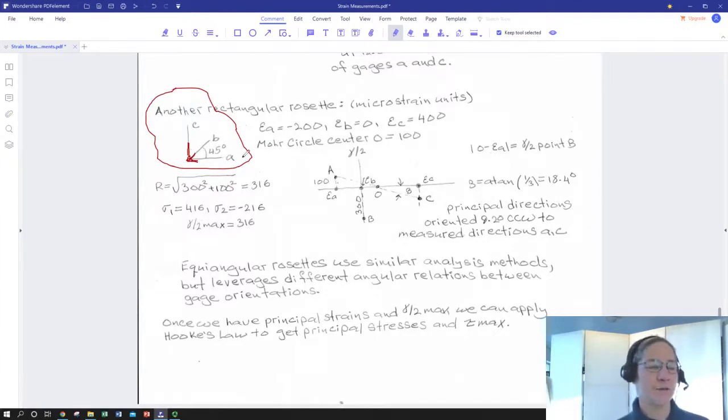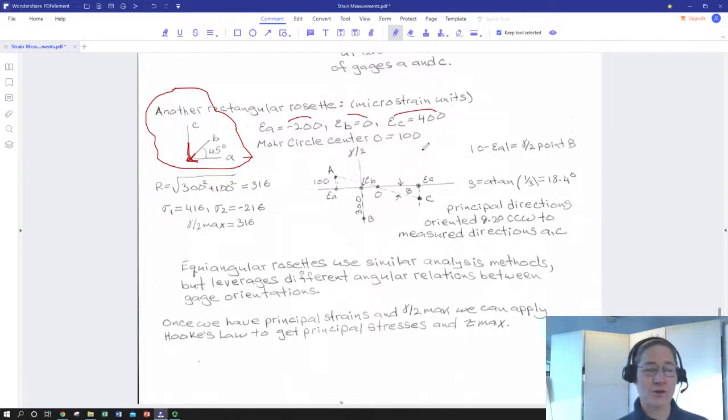So A is going in this direction. We'll call it horizontal. C is vertical. So A and C are separated by 90 degrees. C counterclockwise to A, just like we had in the other, and B 45 degrees counterclockwise to A. So that'll be 180 and 90 on the Mohr circle. And so we've measured compressive strain at A, no strain at B, and 400, this is microstrain units, of tensile strain at C. So here we go.